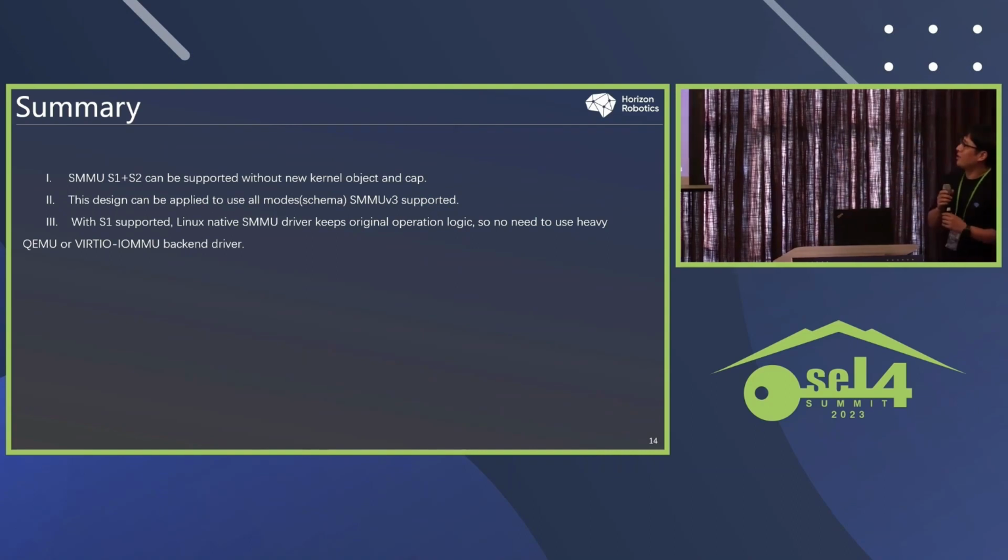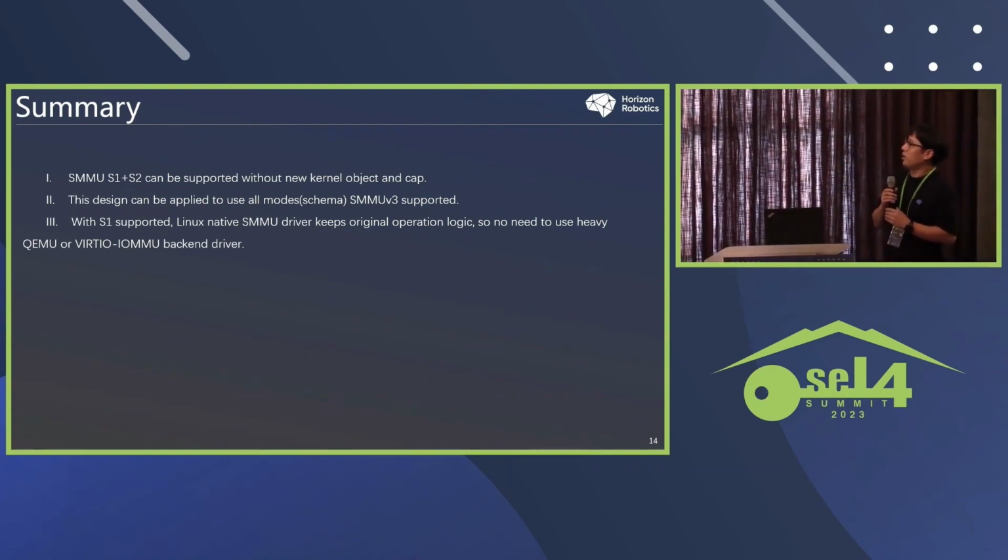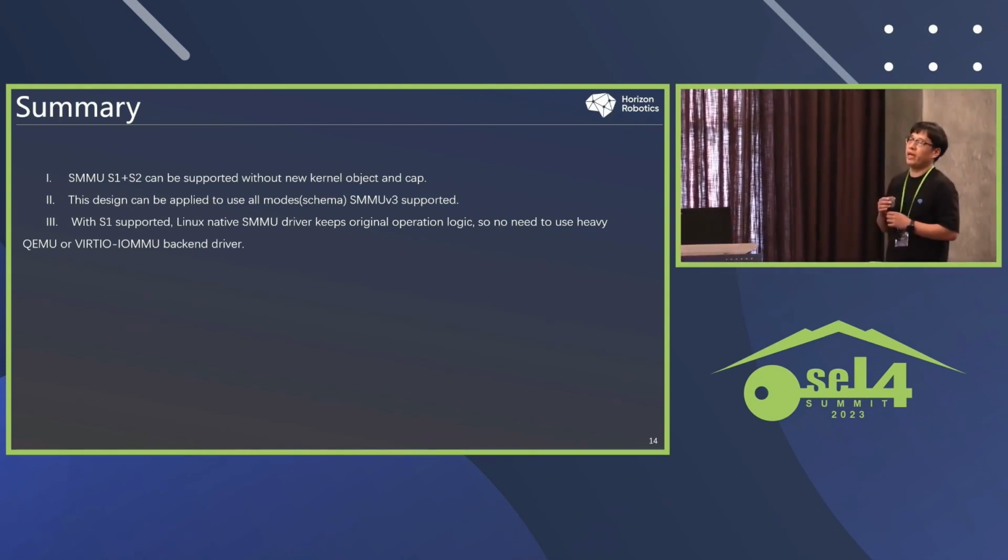So as a summary, with all this previously mentioned, SMMU stage 1 plus stage 2 can be supported without adding a new kernel object and capability. And this design can be applied to all modes which SMMU version 3 supports. And with S1 supported, the Linux native SMMU driver can keep its original operational logic. No need to use heavy QEMU and virtio-smmu backend.